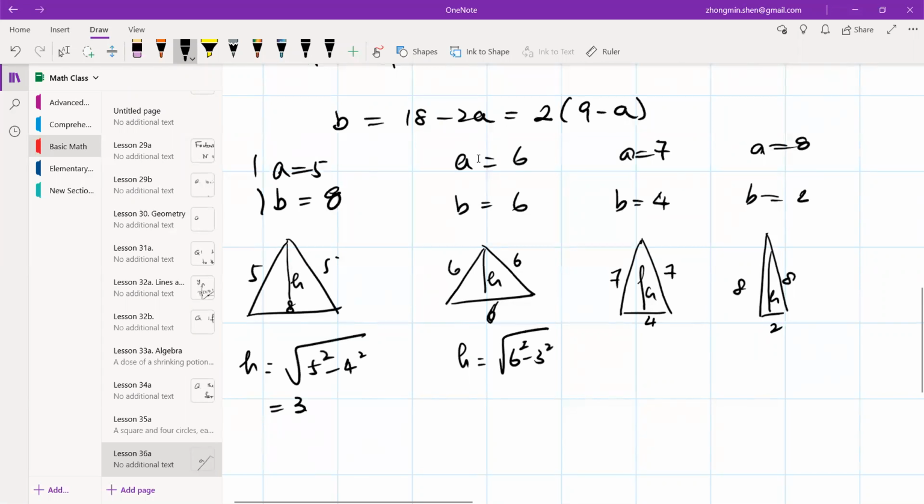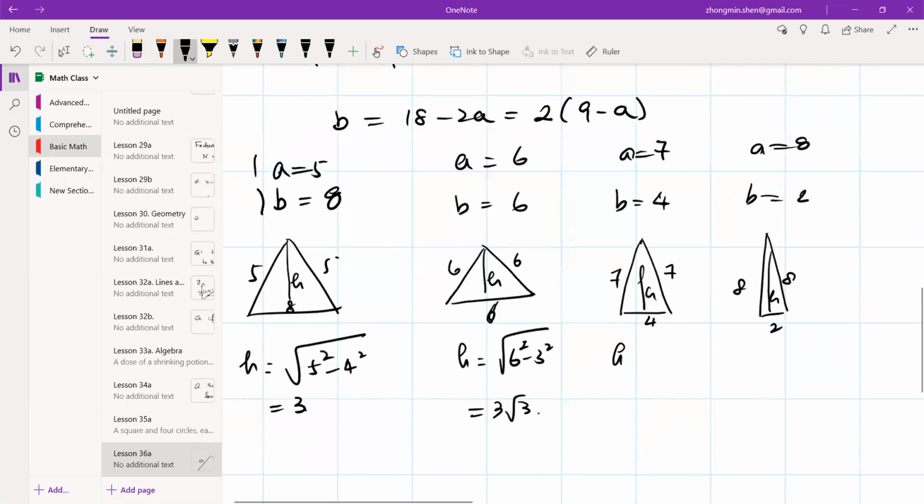And what is the number? 36 minus 9, right? So I think it's 3 square root of 3, okay? Yeah, 27, square root of 27.